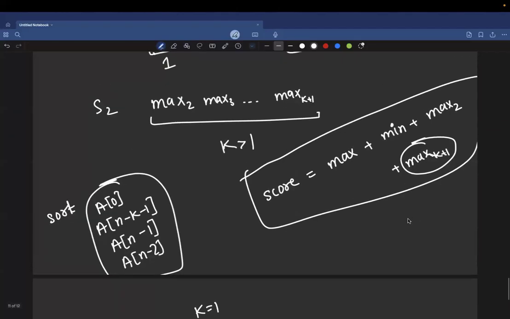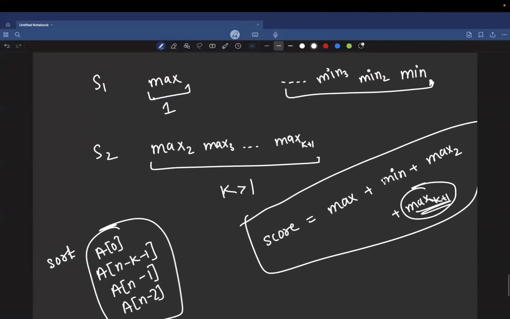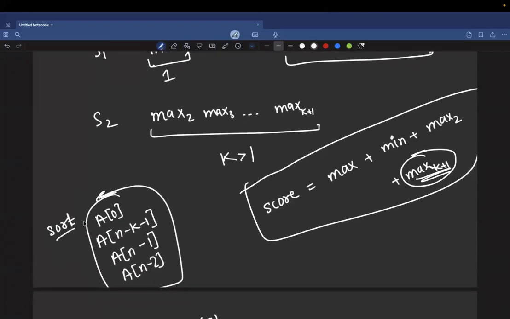And obviously for finding the k plus 1th largest guy, you can use a heap as well. You can use a priority queue approach if you like. You can come up with some other approaches as well. But the simplest one is just sort the array. That's it. There is no issue.